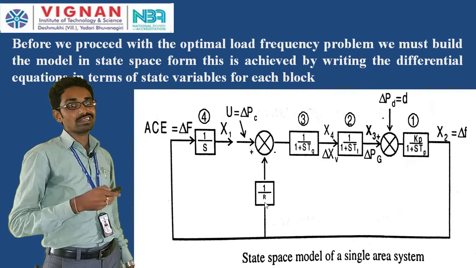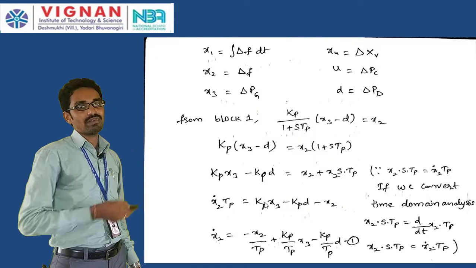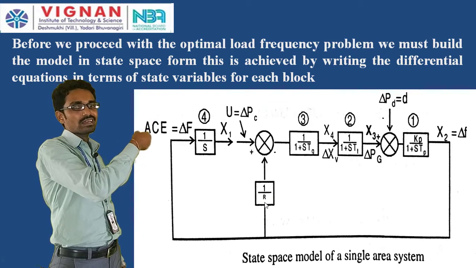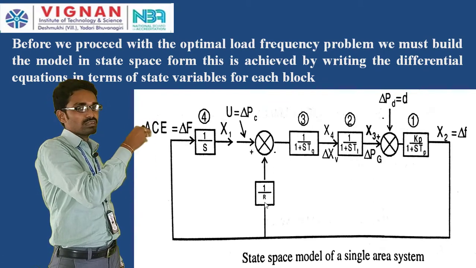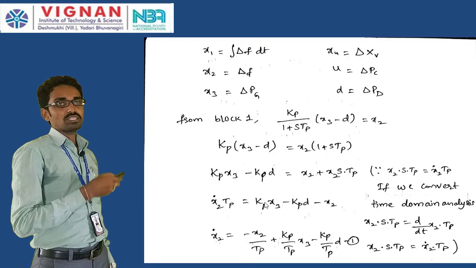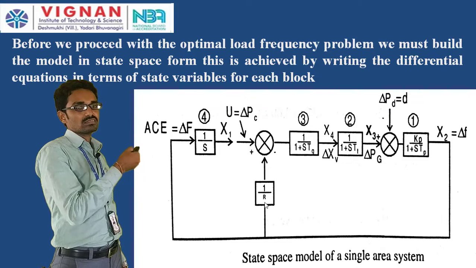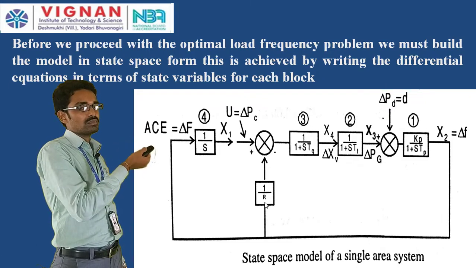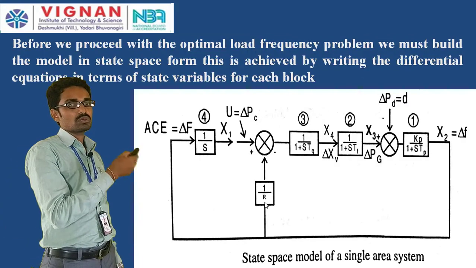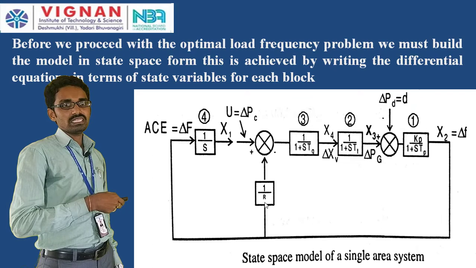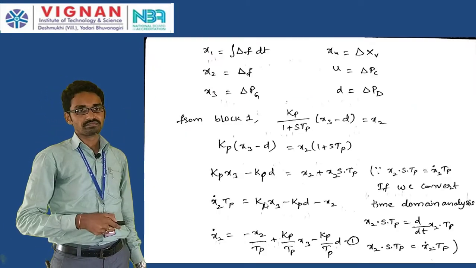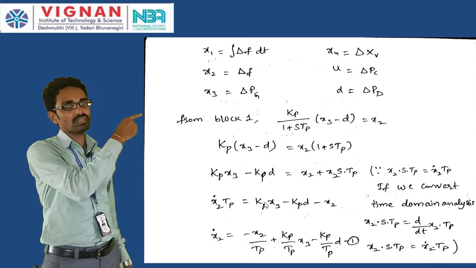So x3 is nothing but delta Pg, the change in the power generated command, and x4 is equal to delta Xv, which gets its signal from the governor model. And u is the input vector, that is delta Pc, the power change in command. And here d is equal to delta Pd, that is the change in the load. So those are the values which we are taking from the block diagram.